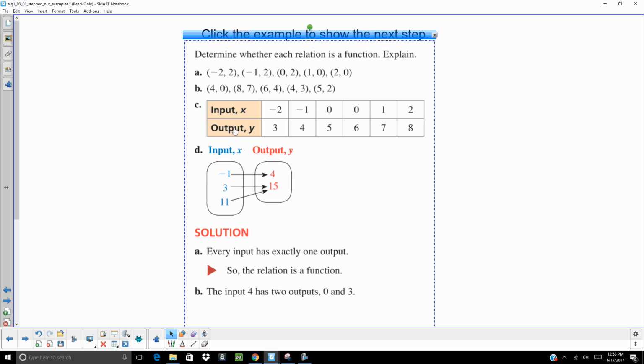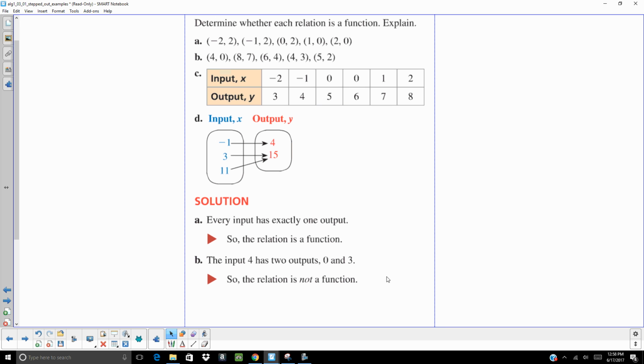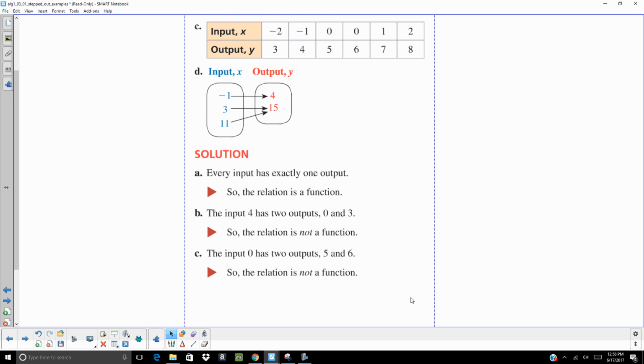For part B, the 4 has two outputs: we have 4, 0, and we also have 4, 3. That is not going to be a function. For C, we have 0, 5 and 0, 6. It has two outputs. That is not going to be a function.